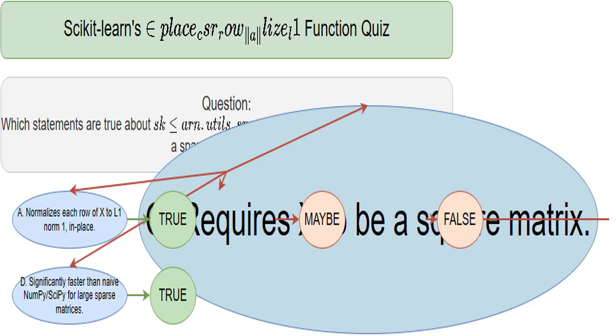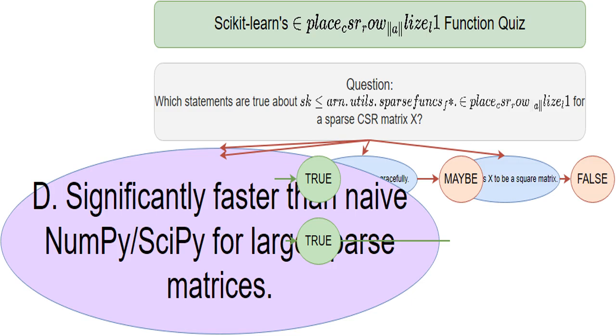Statement C states that the matrix X must be square, same number of rows and columns, for the function to work correctly. This is about the shape of the matrix. Row-wise normalization does not require a square matrix. This statement is clearly false. Statement D proposes that the specialized scikit-learn function is considerably faster than a simple row-wise L1 normalization done using standard NumPy and SciPy functions, especially when dealing with large sparse matrices. This is a performance-related statement. Is this optimized function really faster?